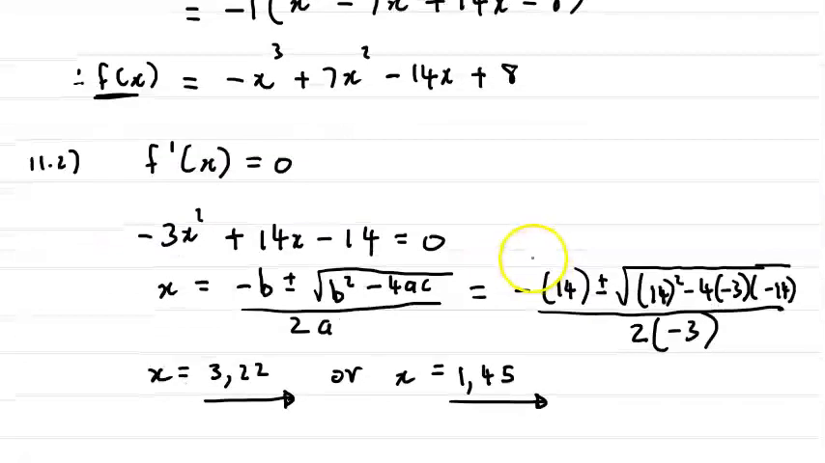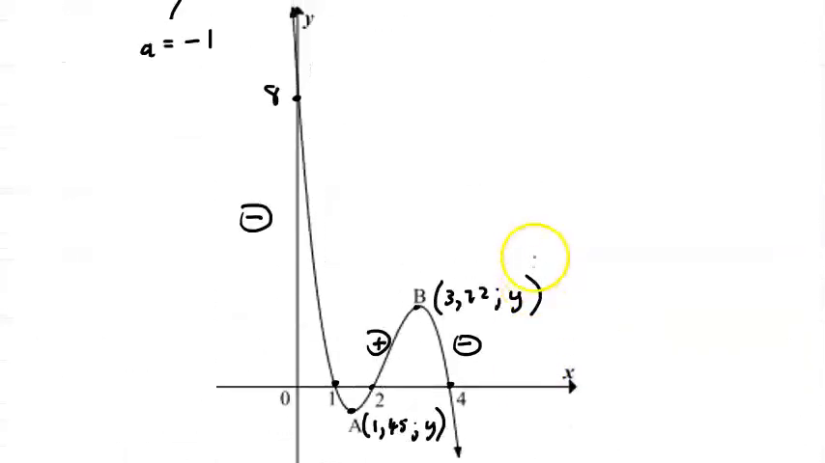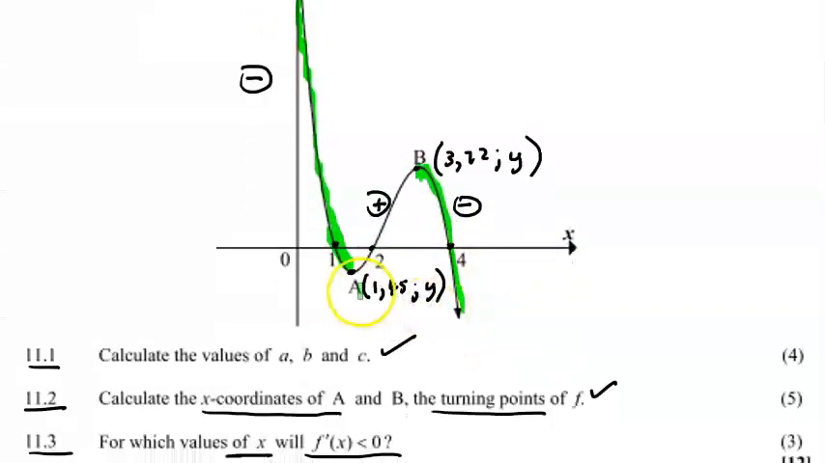Okay? Right, so where is this function going to be decreasing? And that's the question. So it's going to be for x less than this particular value. Remember, it has a negative gradient here. The function is decreasing. So that's what they want to know. And also it's going to be decreasing. So your answer is going to be x less than 1.45 and x greater than 3.22.